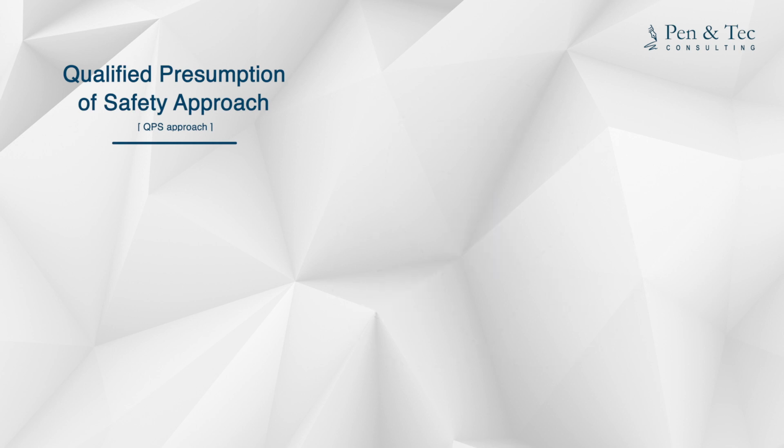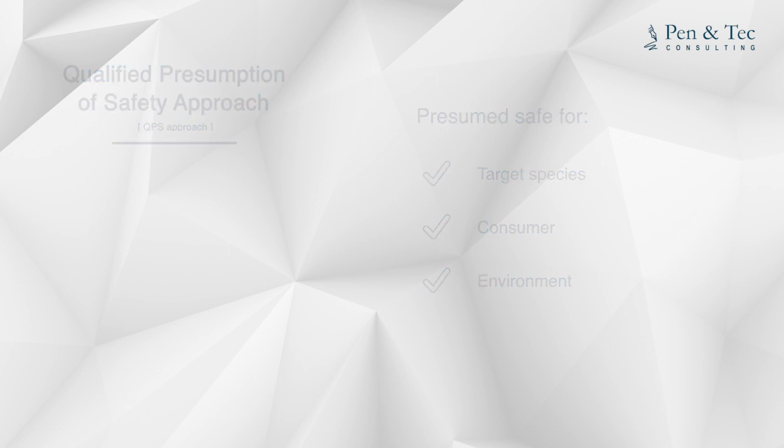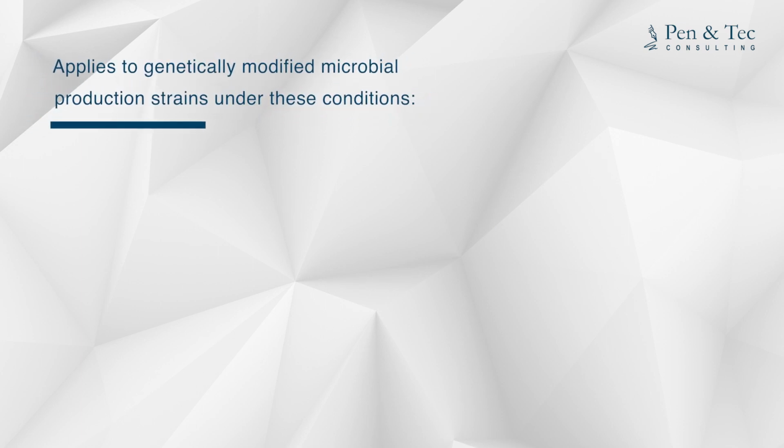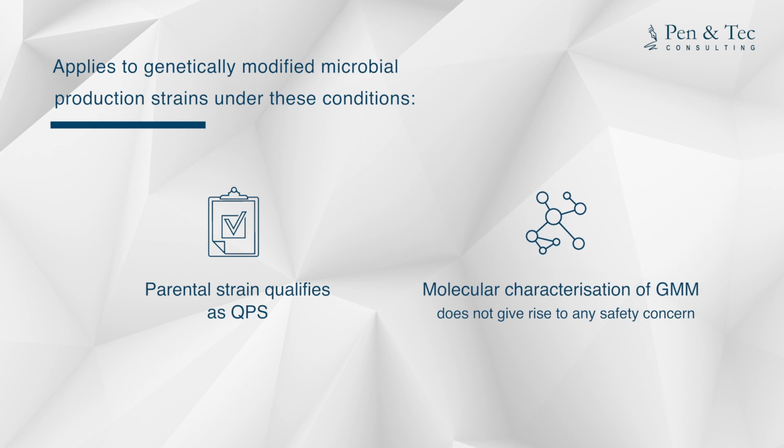Strains that fulfill these requirements are presumed safe for the target species, the consumer, and the environment, and no specific studies will need to be performed. The QPS concept can apply to genetically modified microbial production strains as well, under the conditions that the parental strain qualifies as QPS and the molecular characterization of the genetically modified microorganism does not give rise to any safety concerns.